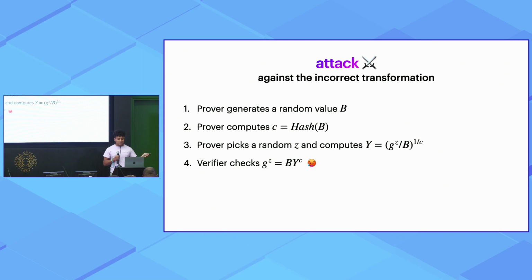Just pick a random b, generate a c for that using hashing, and then you can compute y equals g to the power z divided by b to the power 1 over c. You can do the math, it works out, and then in the end, if you send that to the verifier, they can check and be convinced of this. This is similar to how, when you write the zero knowledge property of Schnorr's protocol, when you generate a transcript, this is exactly what you use to prove it.